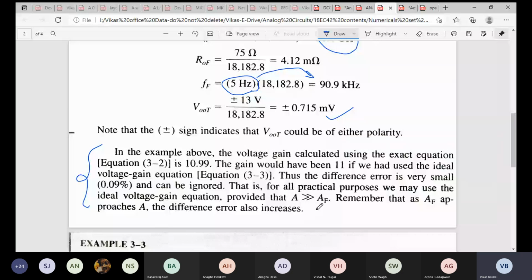See what he says. For all practical purposes, if A is very, very large as compared to AF, then I can simply use the ideal voltage gain equation.